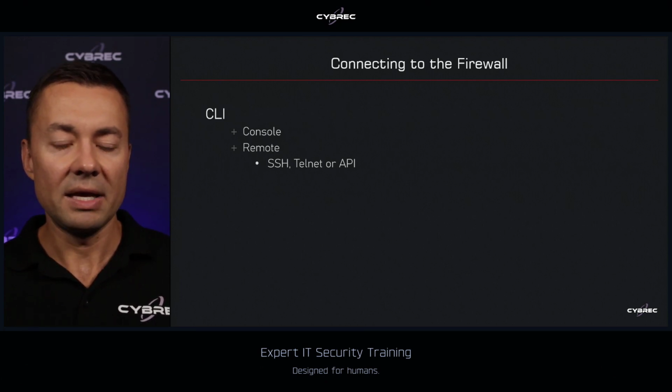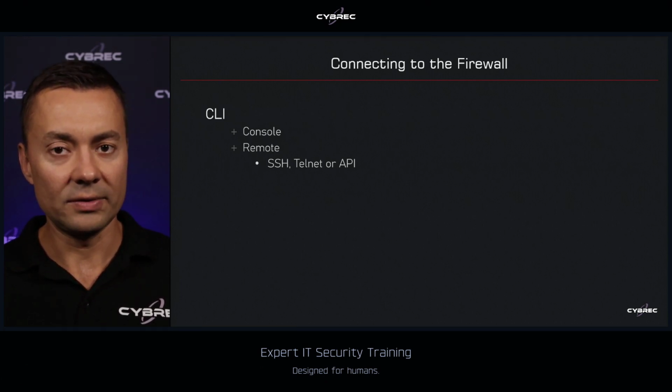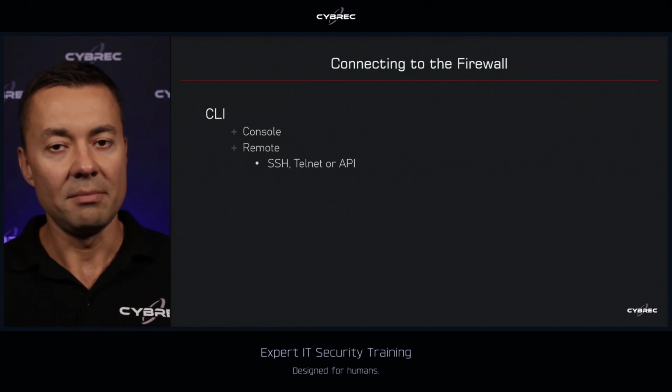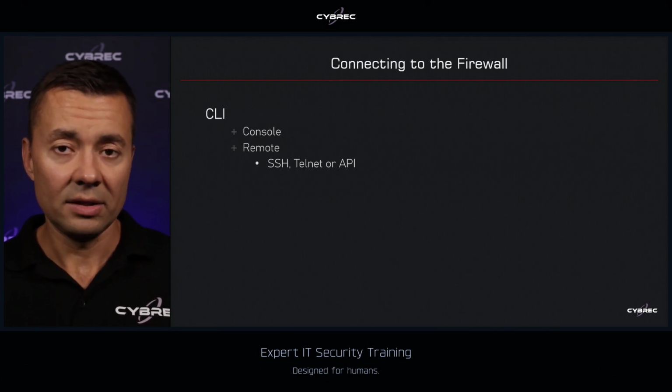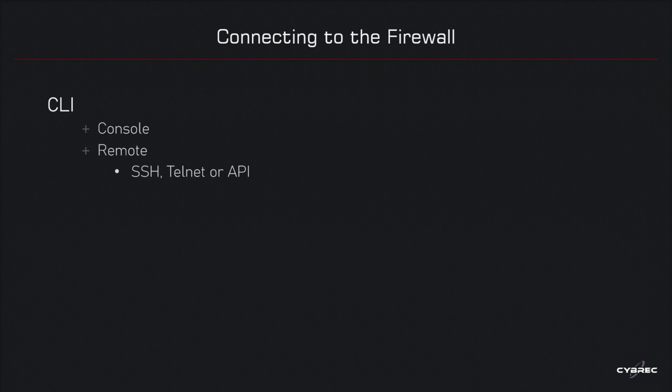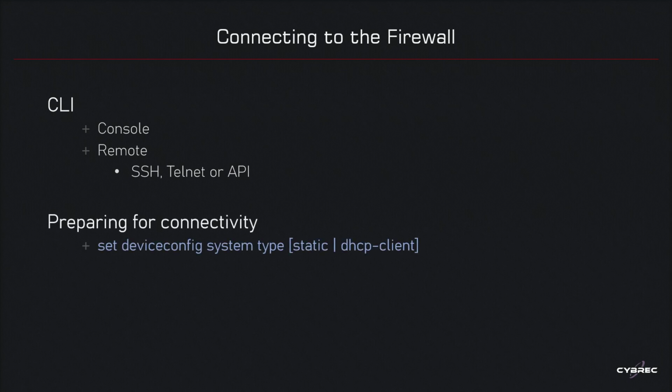As I said in the beginning, the goal in our case is first and foremost to configure an IP address on the management interface so we can then connect with a GUI or maybe SSH to access the command line in a remote fashion. The command syntax that we will use to set up a firewall for remote access, either command line or GUI based, is going to be set device config. And the first thing that we will want to specify here on the console is what type of address assignment we want to use.